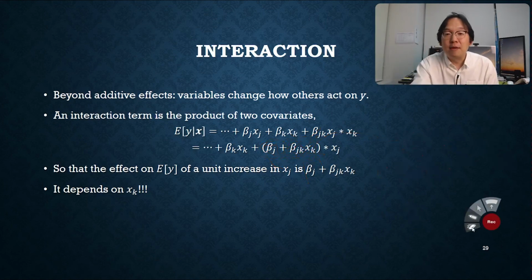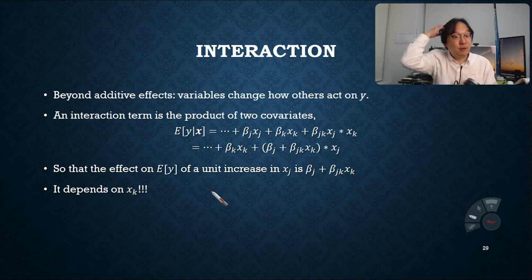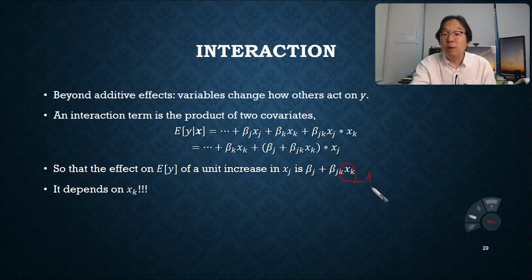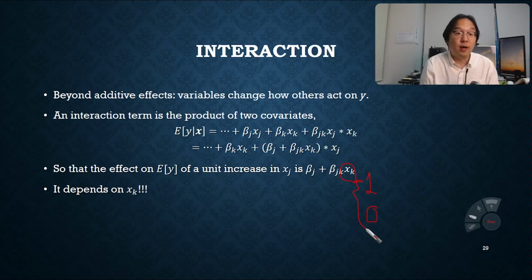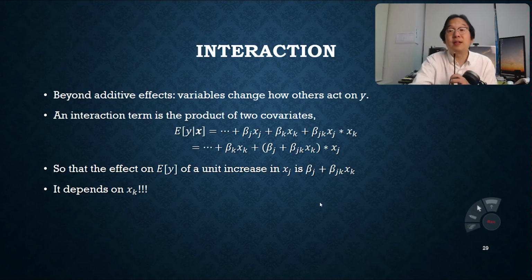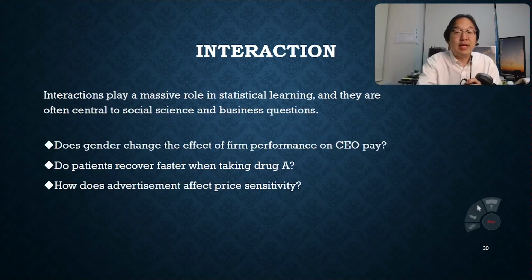Yeah, so that's that. So the effect on EY, expected value of Y, of a unit increase in xj is beta j plus beta jk times xk. By the way, this one will be dummy variable, either 1 or 0, as I said before. It depends on xk. Yes. Interaction terms, very important, I told you. It makes your interpretation a lot richer, right? Analysis a lot better.